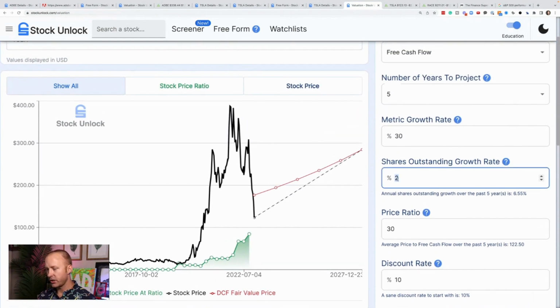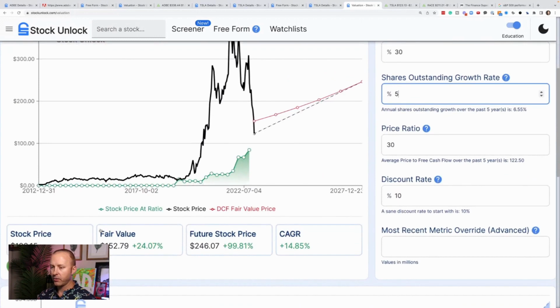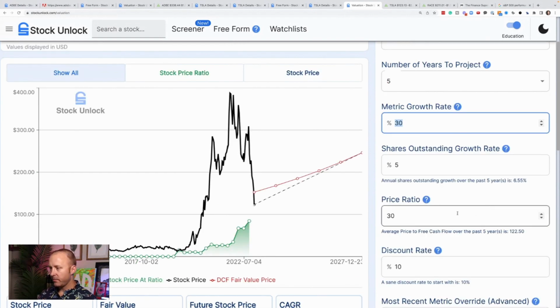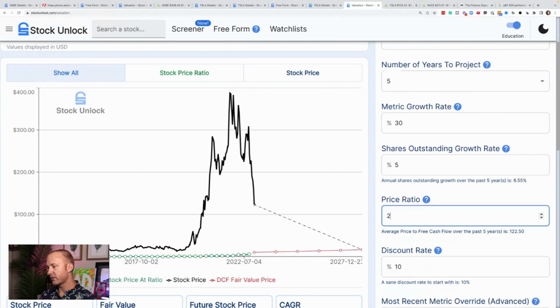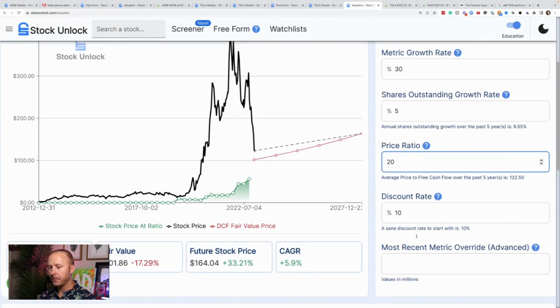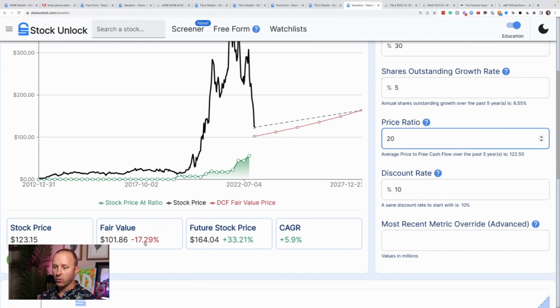Now, what if they grow shares by 5% per year? That brings the fair value down to 152 today, still undervalued, so we'd still be buying today. The future stock price of 246 and compound annual growth rate of 14.85%. But what if they grow shares outstanding by 5% and only get a price to free cash flow ratio of 20, not 30? Then fair value is 101, a 17% drop. And the future stock price out to December 2027 will be 164, which is only a 6% compound annual growth rate.